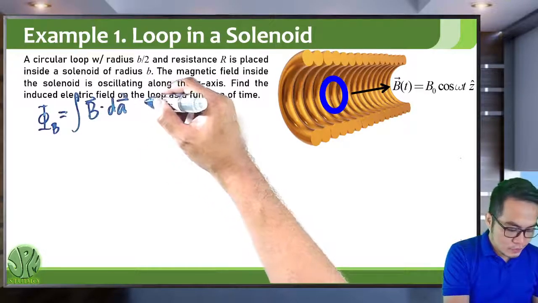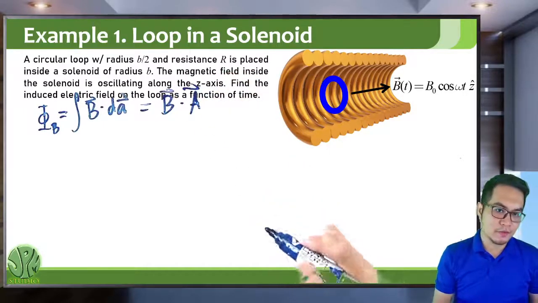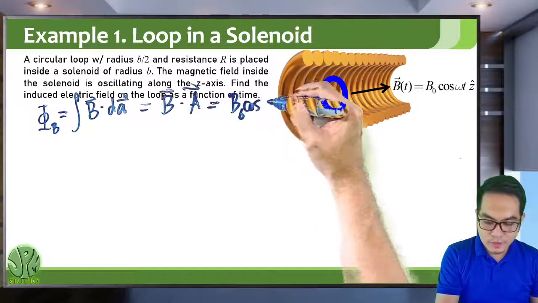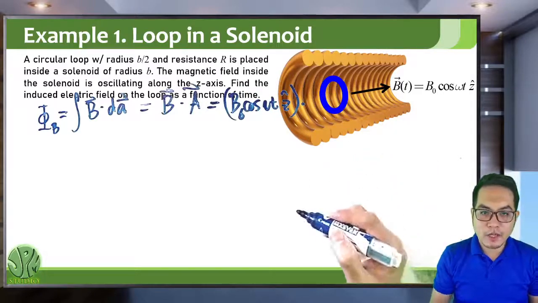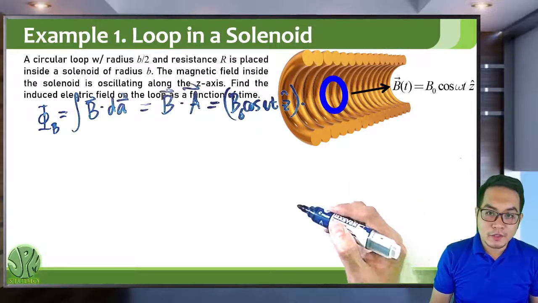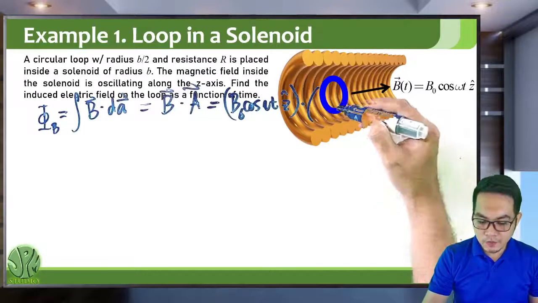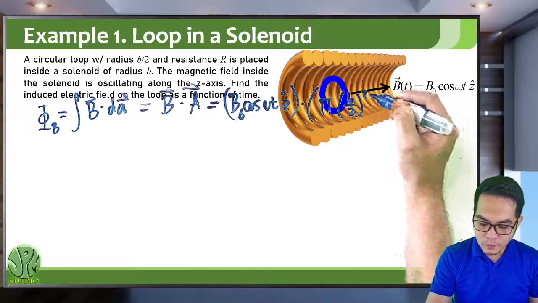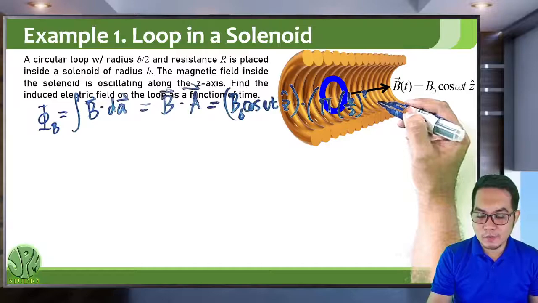So it will just reduce to B dot A. Our magnetic field is given by B naught cosine omega t z hat. We dot it with the area vector of the loop. The area is a circle, so it's pi times the radius squared, so pi (b over 2) squared. And this direction is in the same direction as the magnetic field, so z hat.